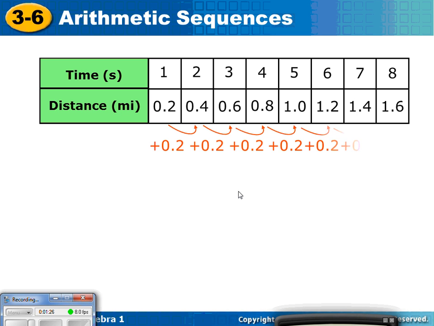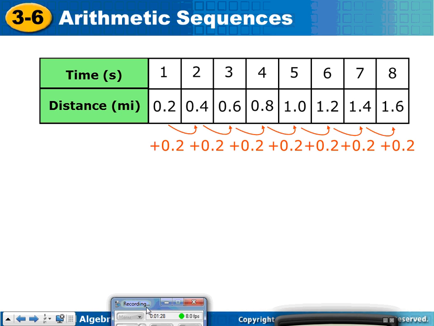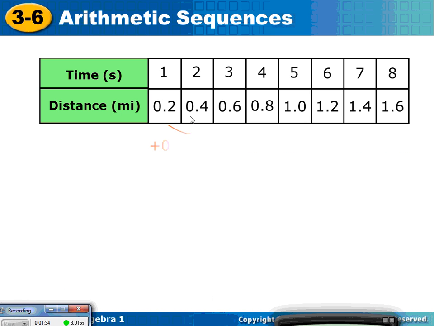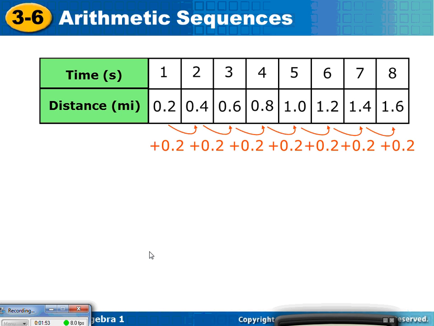So if I have this set, or this sequence of numbers: 1 is 0.2, 2 is 0.4, 3 is 0.6. What's happening between all these numbers? It's increasing 0.2 every single time. That is the pattern.